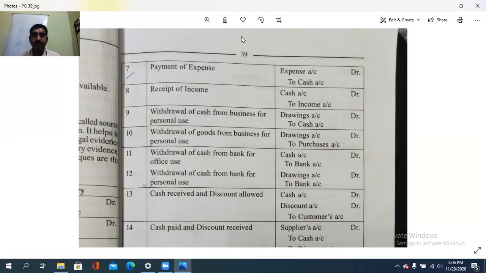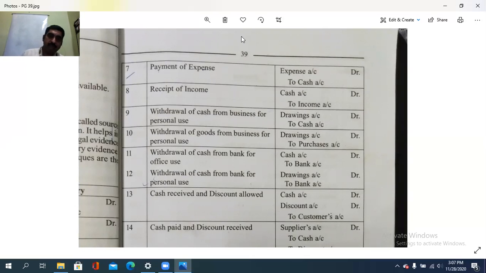Then withdrawal of cash from bank for office use. Cash from bank for office use: when we deposited in the bank, how was it? Bank account debtor to cash. Now here it turns the other way, because cash is going out from the bank. That is the case. Cash account debtor to bank.